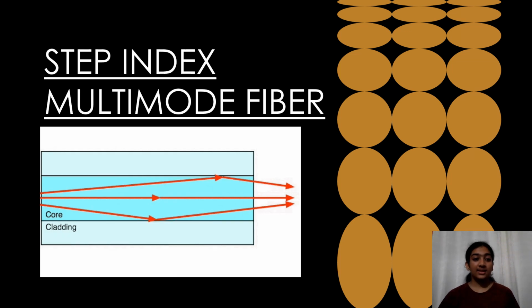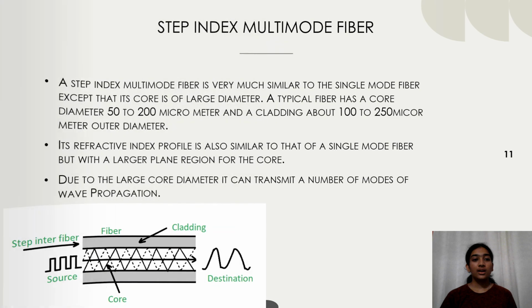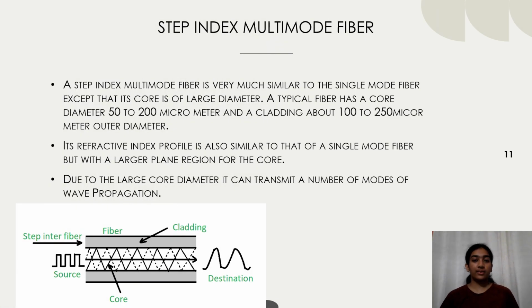The next one is a step index multimode fiber. A step index multimode fiber is very much similar to the single mode fiber, except that its core is of larger diameter. A typical fiber has a core diameter of 50 to 200 micrometer and a cladding of about 100 to 250 micrometer. Its refractive index profile is also similar to that of a single mode fiber, but with a larger plane region for the core. And due to the larger core diameter, it can transmit a number of modes of wave propagation.